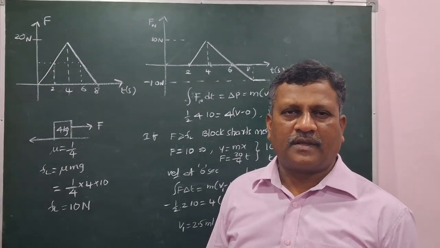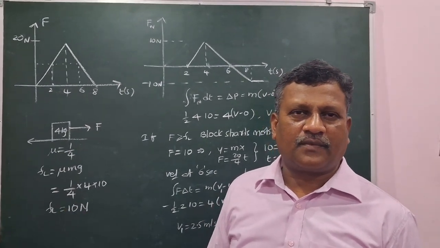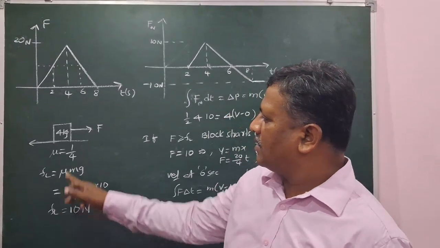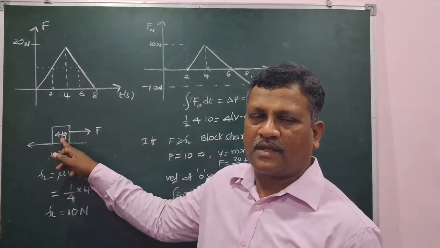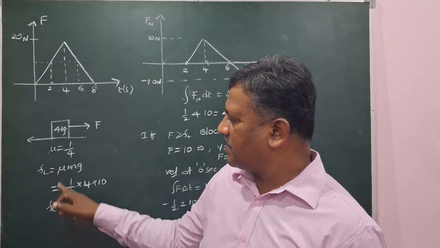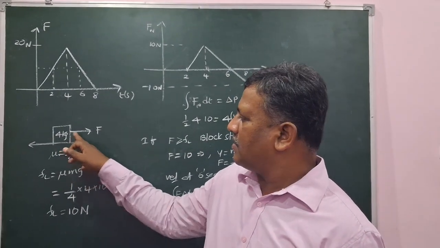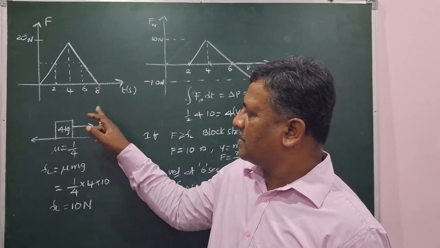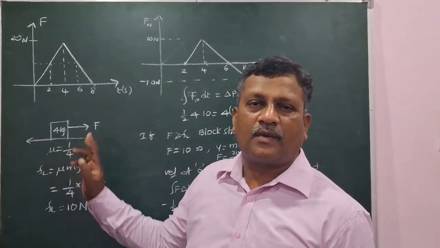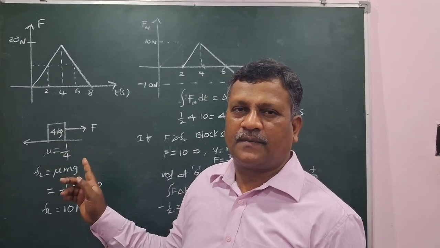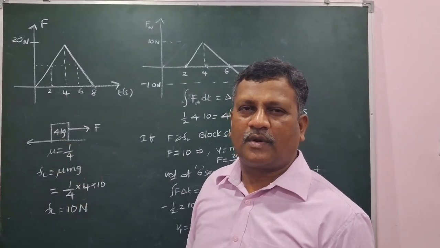Welcome back. Here is a good problem based on friction and a variable force. A block of mass 4 kg is placed on a rough horizontal surface with coefficient of friction 1/4. By the application of a force, find after what time the body starts, what is the maximum velocity, and after what time the body will come to rest.